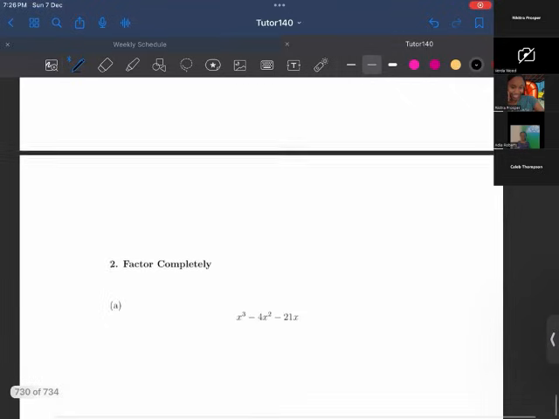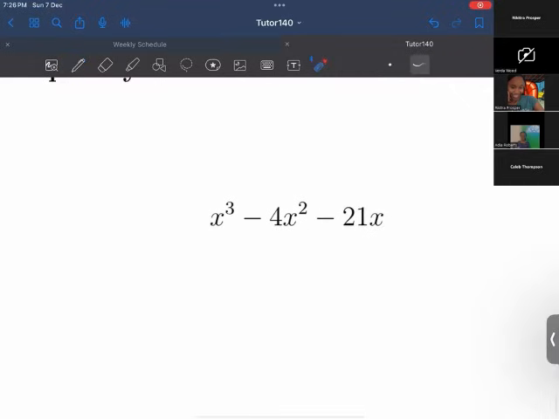So factor completely. When I look at this question, I see that all these terms have a factor that's common. They all have x in common. So I'm going to factor out x from all these terms. When I do that, I'm left with x squared minus 4x minus 21, right?